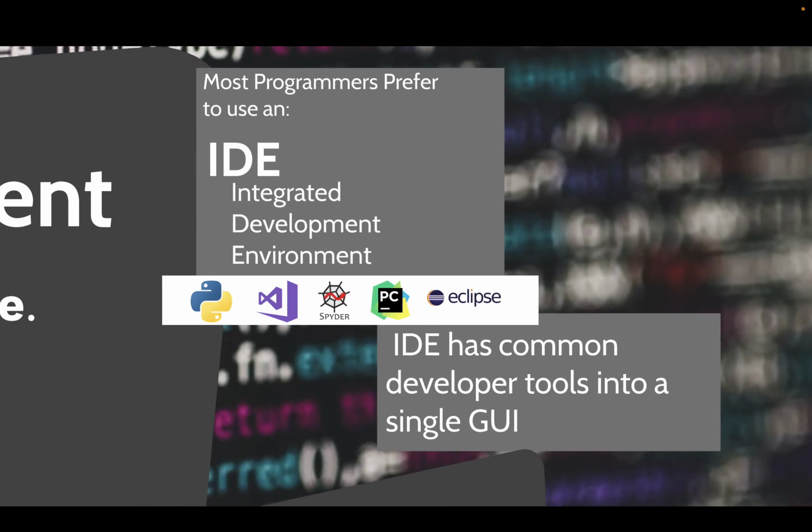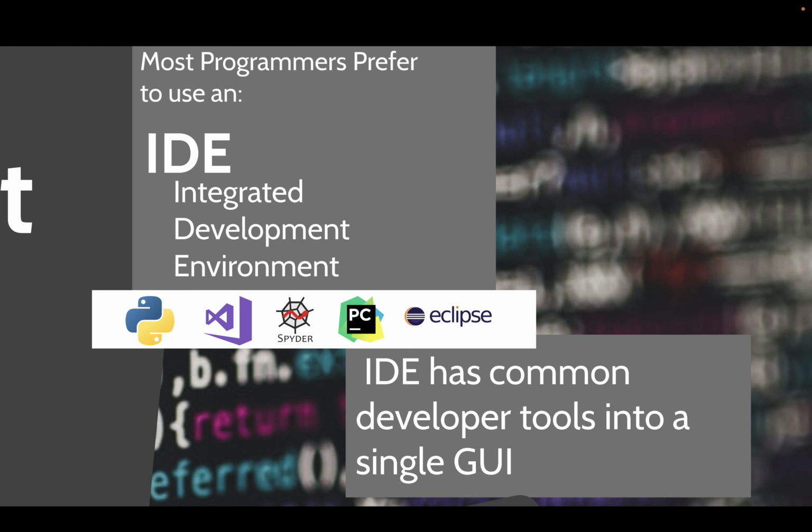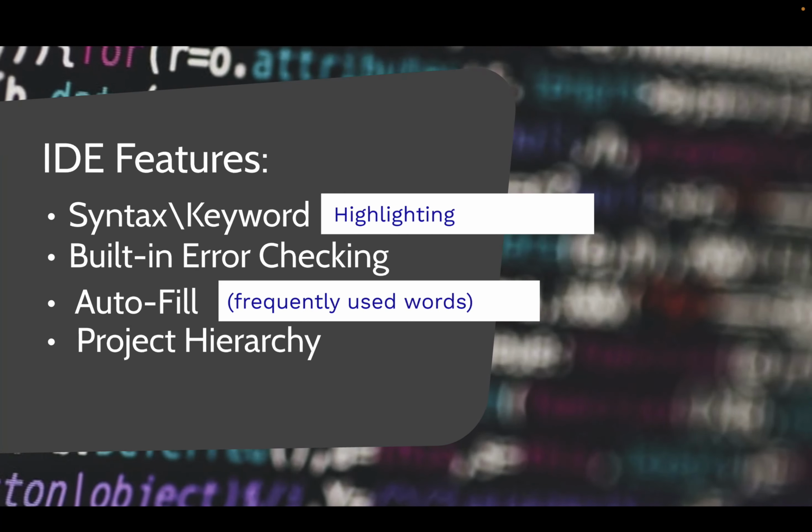Now, IDEs are referred to as Integrated Development Environment. So we have basically a single tool, typically set up in a graphical setup, that has all the utilities that you need to write your code. Some of these key features would be syntax and keyword highlighting, built-in error checking, autofill for the most common utilized words, and then also a project hierarchy.